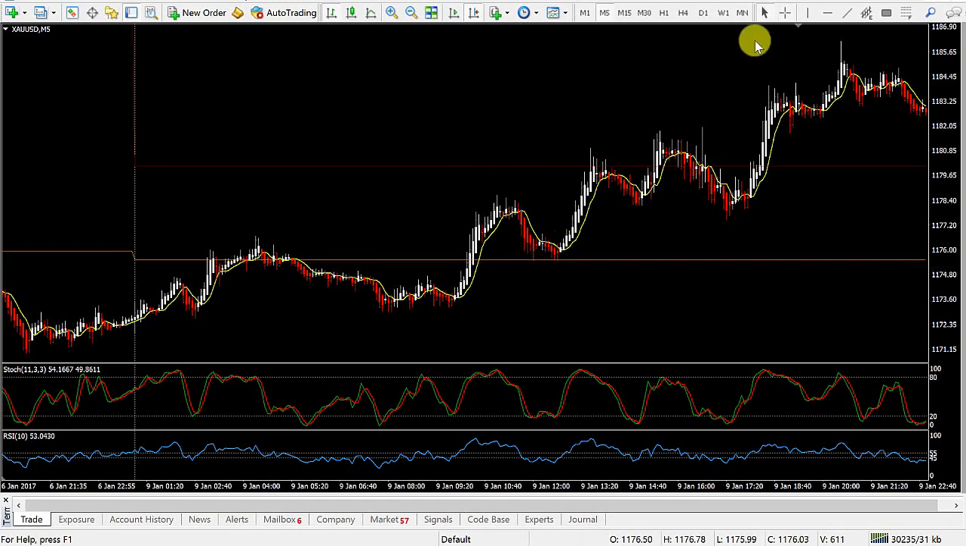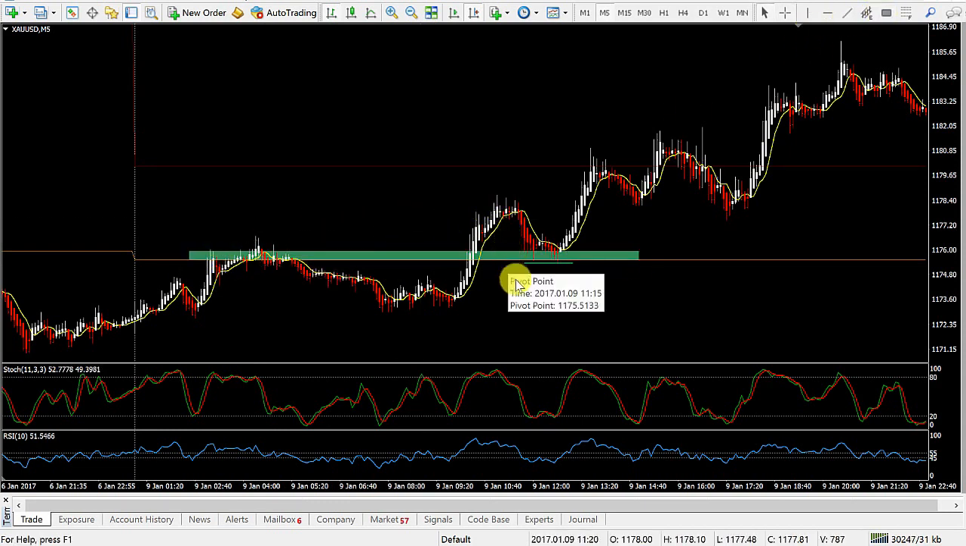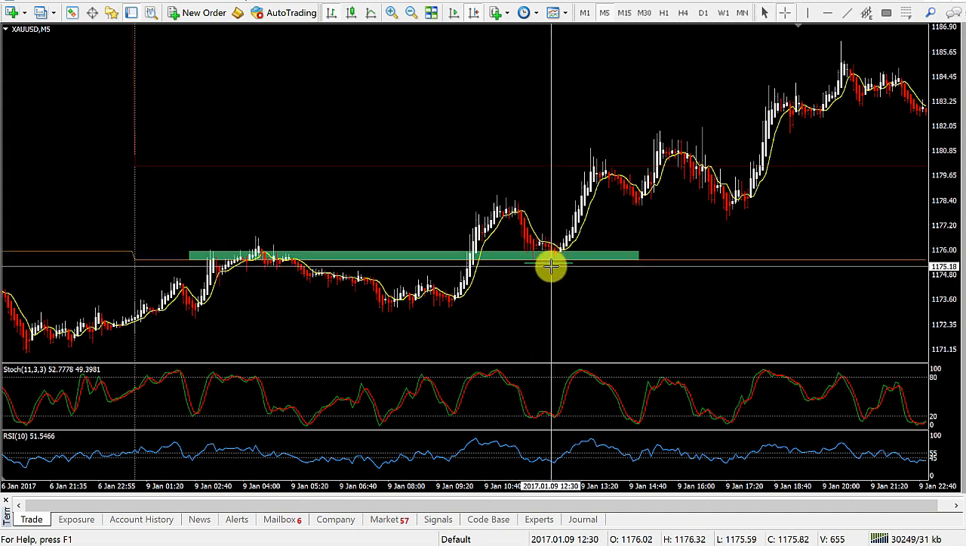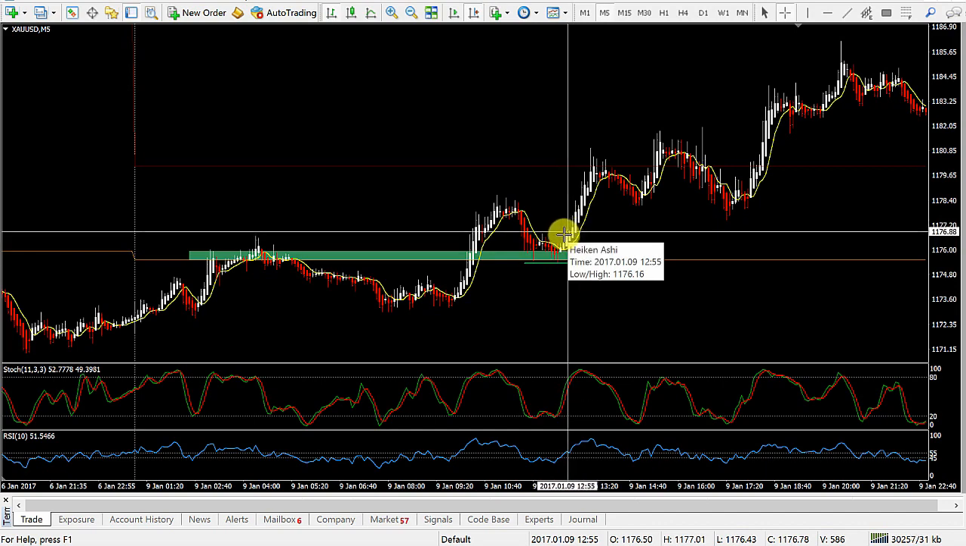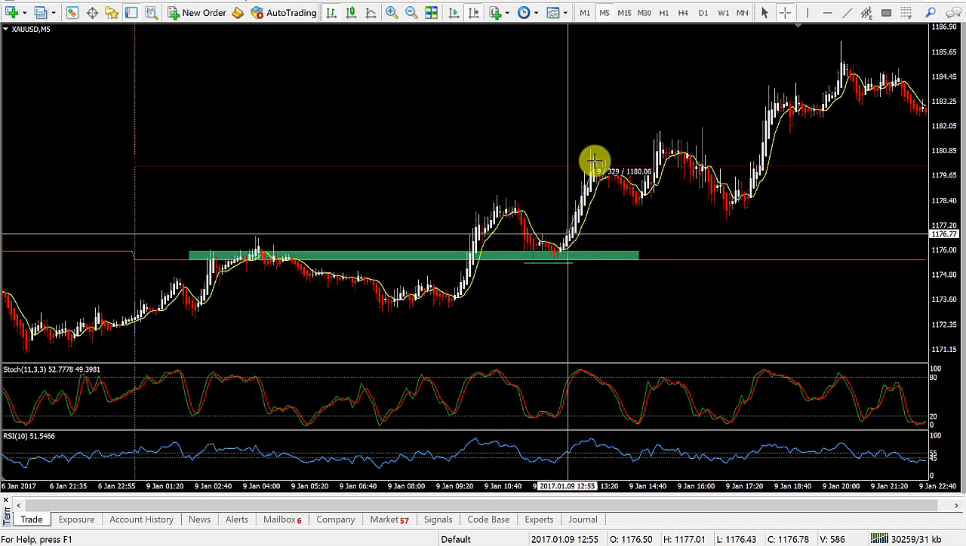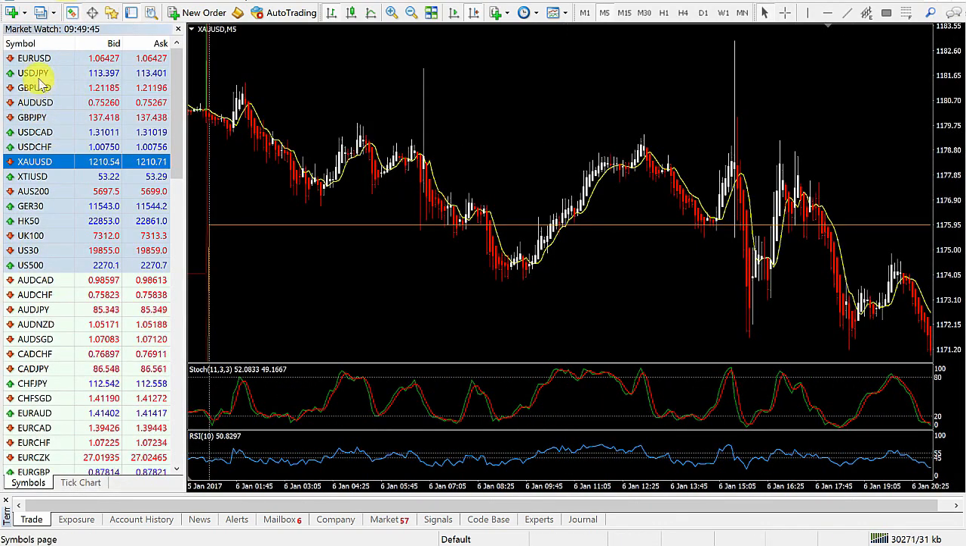Here we have a double bottom. It came above this high here, then came down to the pivot, made a double bottom, and then our stochastic pointed up nicely, so this would be a really nice entry. Let's see whether we can find some on another pair.